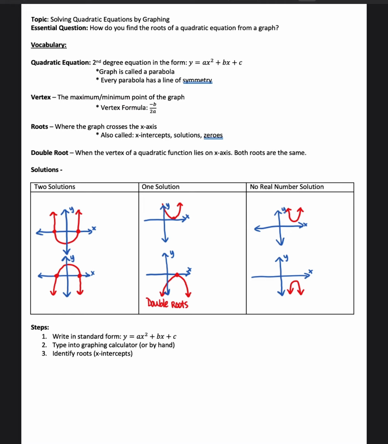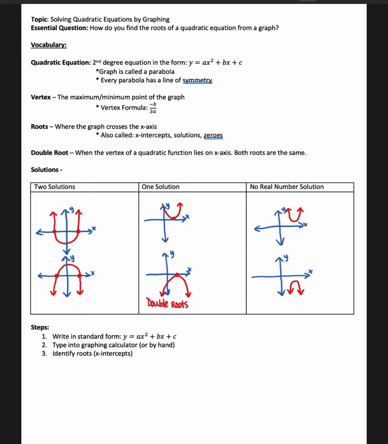We're going to be looking at using the vertex formula, negative b over 2a, to find our vertex from an equation. And to find our roots, that's where our graph crosses the x-axis. They're also called the x-intercepts, solutions, or zeros. Those all mean looking for the roots.